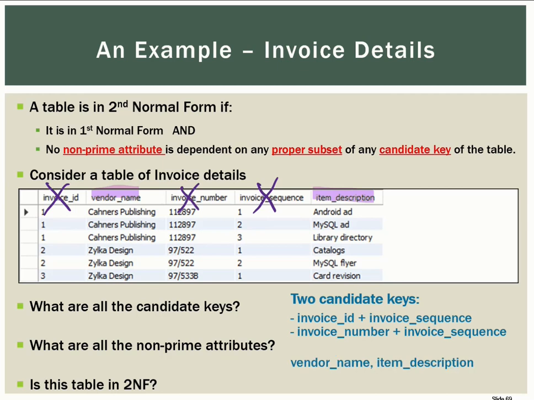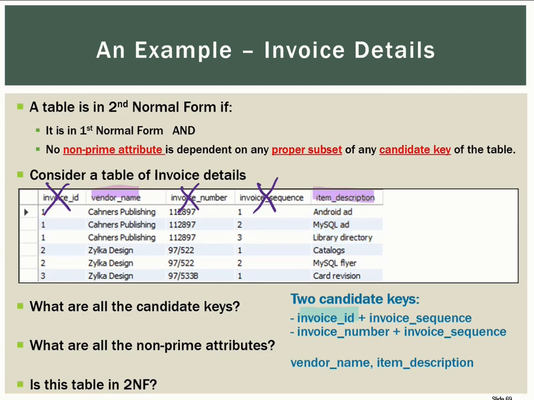So is this table in second normal form? We need to look at both of the non-prime attributes to determine that. Let's take a look at the item description. I need to look at any potential subsets of these candidate keys. So what are the possible subsets? Well, there's the invoice ID. If I know the invoice ID, do I know the item description? The answer is no, because here's invoice ID 1, and there are 3 different descriptions. So that's not dependent on the invoice ID.